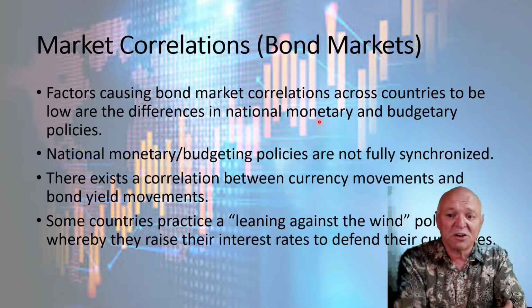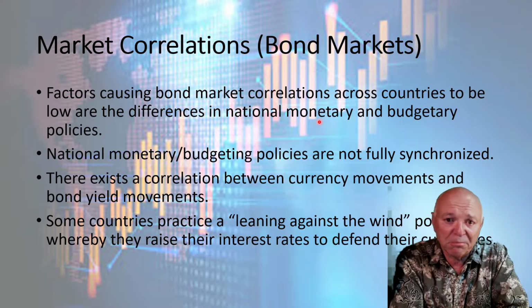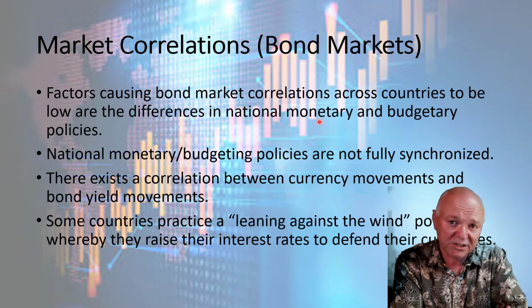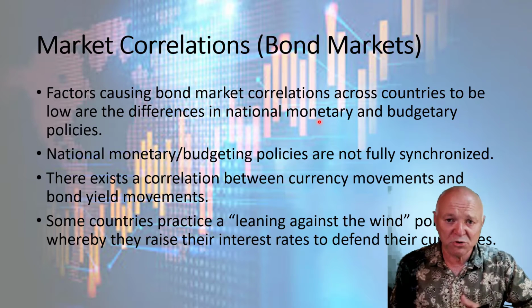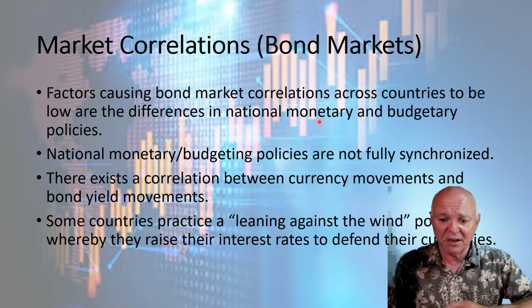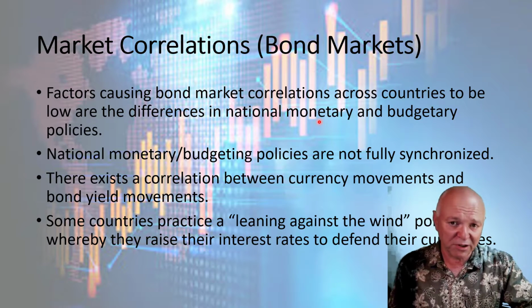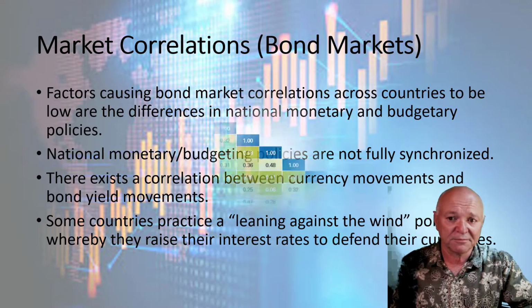Some of the things that cause bond correlations to be lower are the differences in national monetary and budgetary policies, fiscal policy as well, that they tend not to be highly synchronized, except perhaps to a degree among some of the most developed economies who do coordinate in some things. And some countries will pursue a contrarian or leaning-against-the-wind policy, where they raise their interest rates to defend their currency in a market which tends to be a little bit rough.